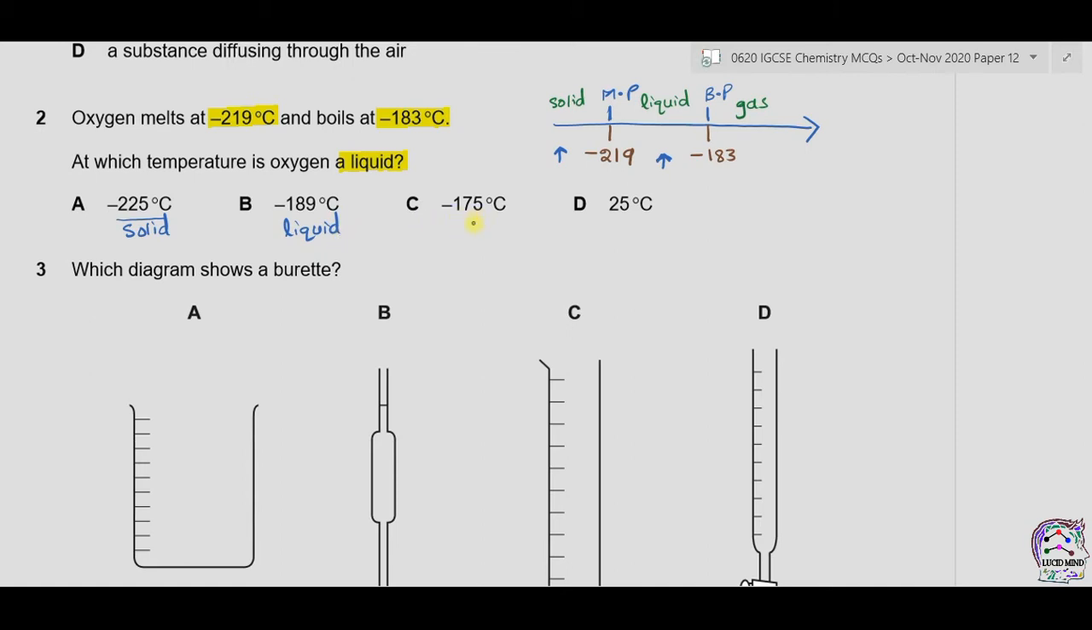C is minus 175 degrees centigrade. As minus 175 is greater than minus 183, so minus 175 will come in this region. So oxygen will be gas at this temperature. Again in D we have 25 degrees centigrade, which is greater than the boiling point. So as 25 degrees centigrade is greater than the boiling point, minus 183, so it will also come in this region, and therefore oxygen will be gas. The only temperature at which oxygen will be liquid is minus 189 degrees centigrade.